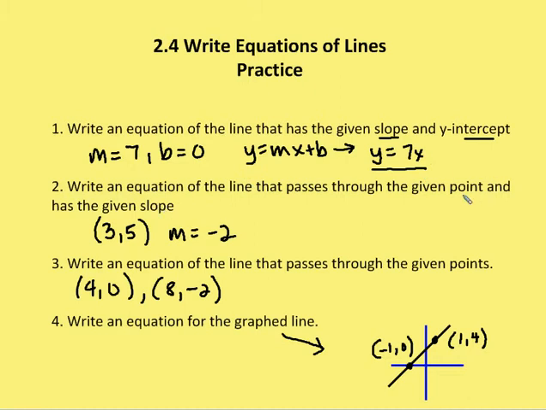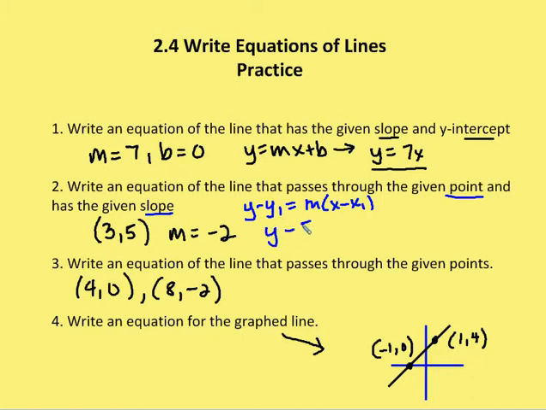Second, we're going to write an equation of a line that passes through the given point and has a slope. So this is a candidate for the point slope form. So let me get my blue pen out here. Point slope form. And the point slope form is y minus y1 is equal to the slope times x minus x1, where x and y are just x and y. And x1 and y1 are the coordinates for a point.